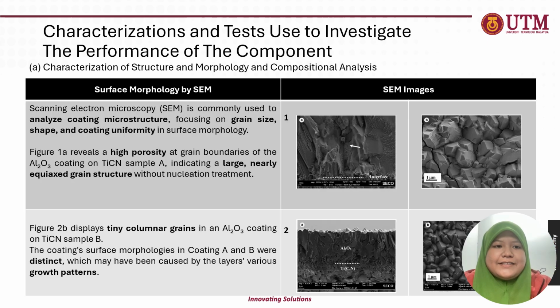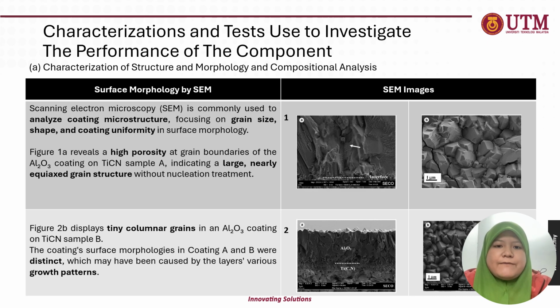So the next slide is about characterization and tests used to investigate the performance of the components. Here we will discuss how to characterize CVD coating. For the CVD coating, the first coating is made up of aluminum oxide, and the base is made up of titanium carbonitride. The first characterization is surface morphology by scanning electron microscope. SEM is commonly used to analyze coating microstructure, focusing on grain size, shape, and coating uniformity.